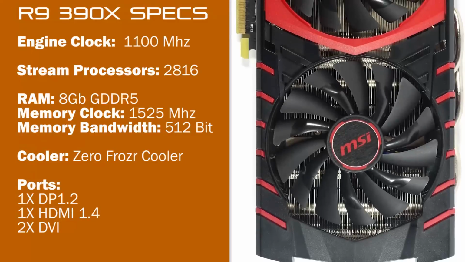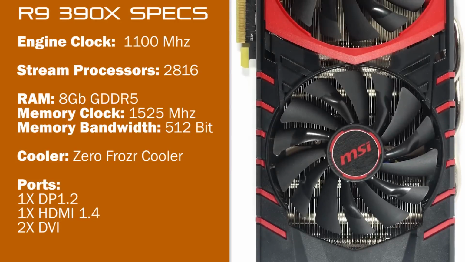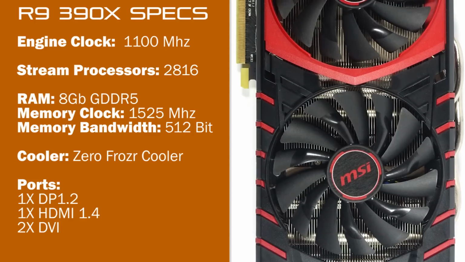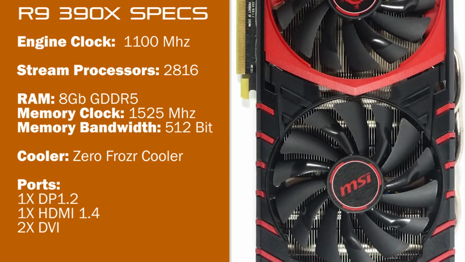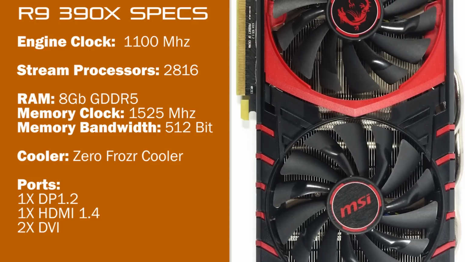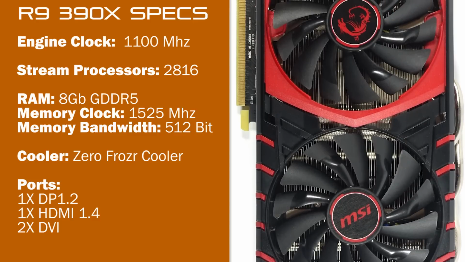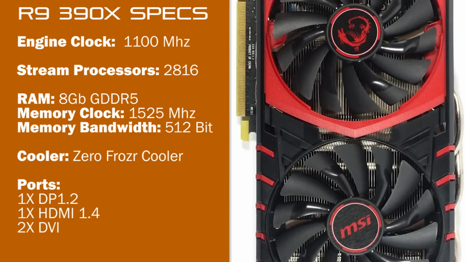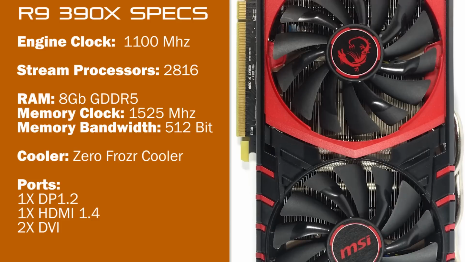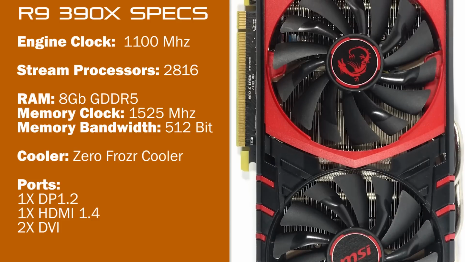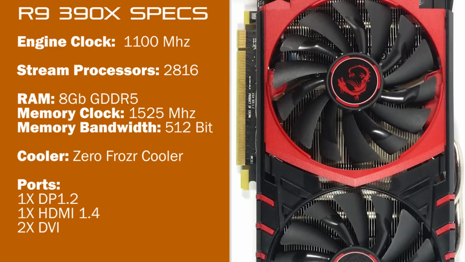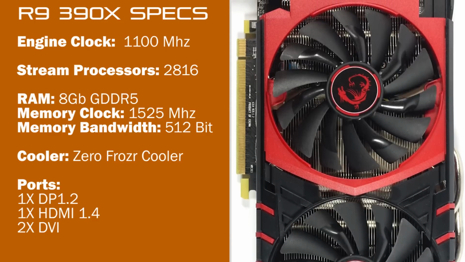Our MSI 390X is pretty standard for a 390X. They're all pretty much the same, regardless of what brand you're choosing at this point. That comes with a stock GPU frequency of about 1100 megahertz. You can overclock it to about 1170 megahertz. If you go beyond that, it becomes a little bit unstable. In terms of the memory clock frequencies, the stock configuration is 1525 megahertz, and you can overclock your memory frequency up to 1550 megahertz.